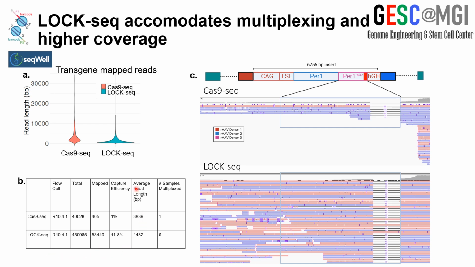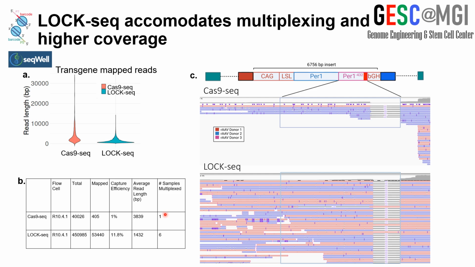However, we noticed two other really important factors. One is that the capture efficiency is starkly different. For Cas9-seq, it was at 1%, whereas it's 11.8% for LOCK-seq. And the number of mapped reads was much higher for LOCK-seq, and it allowed us to multiplex several more samples as compared to Cas9-seq.